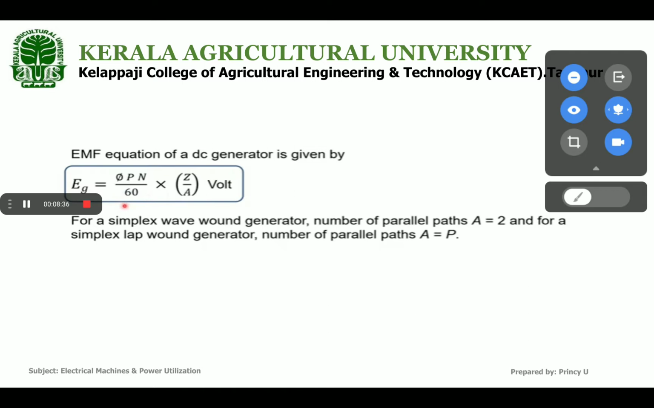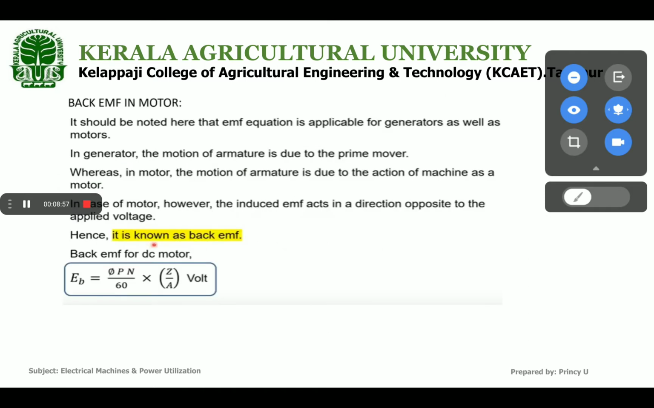We know that constructionally both the DC generator and DC motor are the same, and in a DC generator mechanical energy is our input, which is given by a prime mover, and the generated EMF is Eg. Equation for Eg is ΦPn by 60 into Z by A. But as in the case of motor, there is a back EMF in motor. That is, in a motor we know that input is electrical energy and output is the mechanical energy. So when we apply a voltage across that same DC machine, the same DC machine can work as a DC generator and a DC motor.